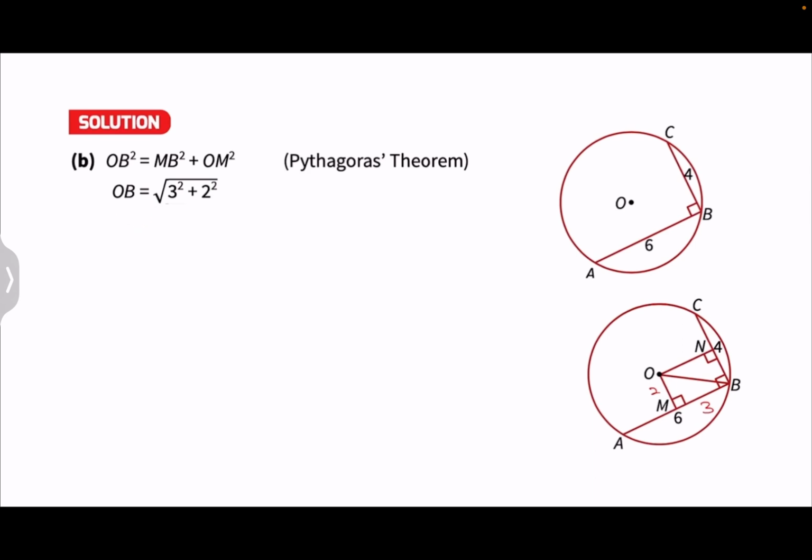So OB equals the square root of 3 squared plus 2 squared. Evaluating the terms within the square root, OB will be equal to the square root of 13, which will give us 3.61, correct to 3 significant figures. So hence, the radius of the circle will be 3.61 centimeters.